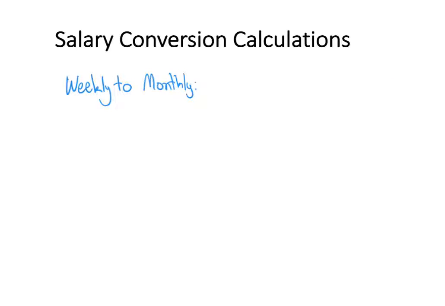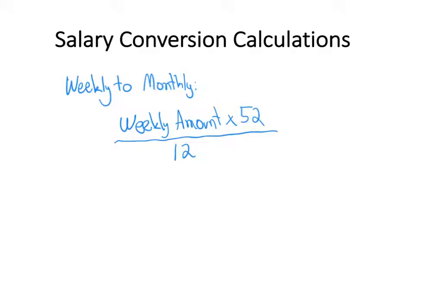If we want to do a different calculation and convert a weekly salary amount to a monthly amount, we can't just simply divide by 4, because a month has more than 4 weeks in it, except for February. So to convert from weekly to monthly, we take the weekly amount, times it by 52, and that will get us our annual amount. And once we've got our annual amount, we can divide it by 12, and that'll get us back to our monthly amount.